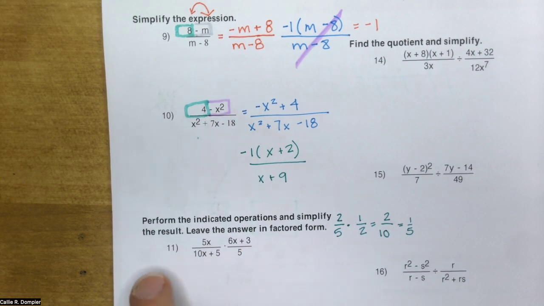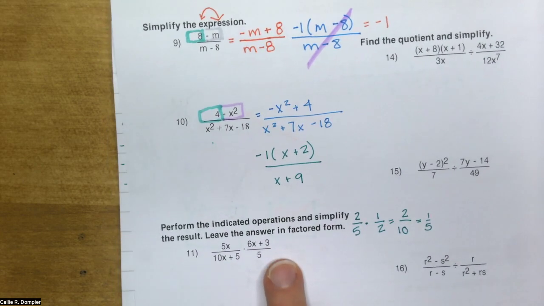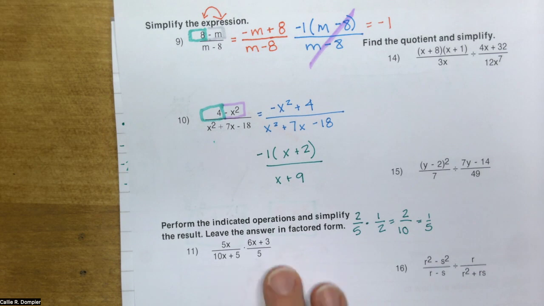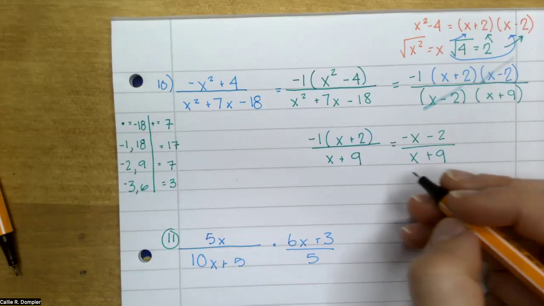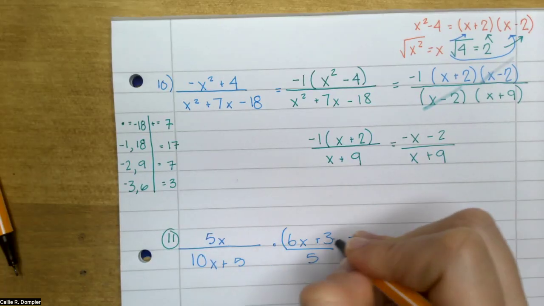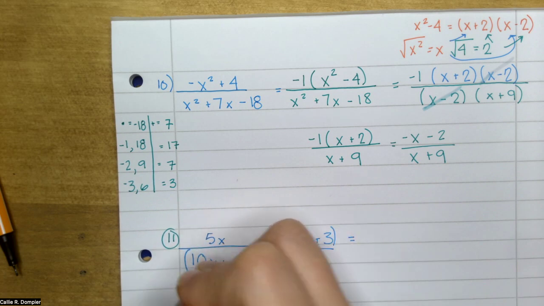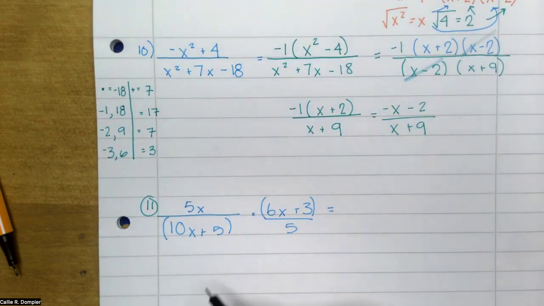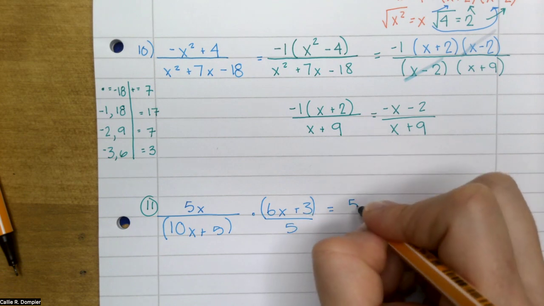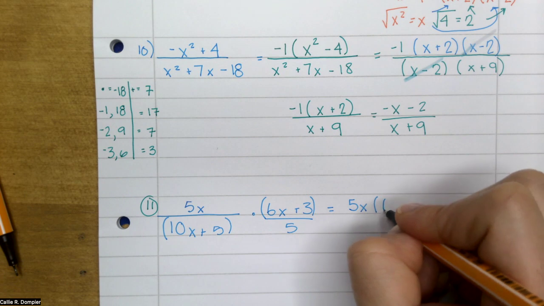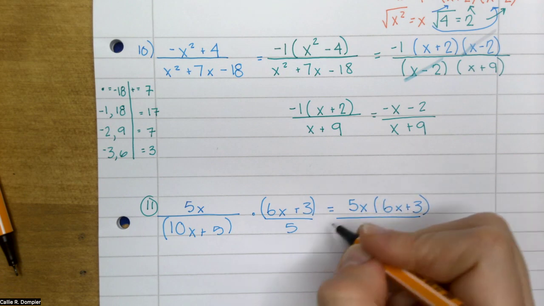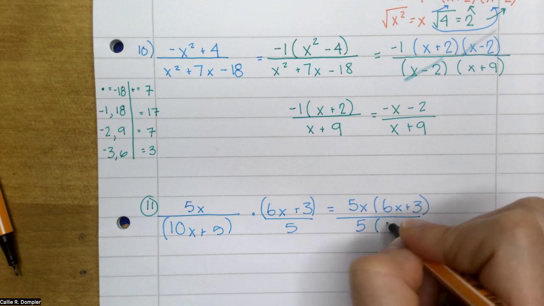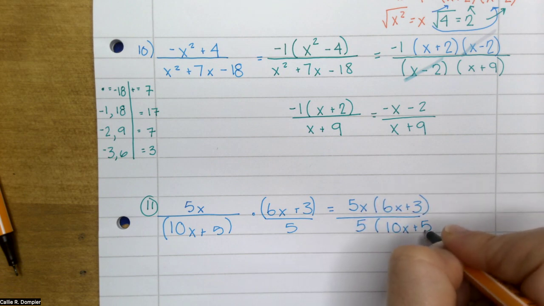Here we want to multiply straight across and then simplify the result and factor the answer. So I'm going to copy this down and multiply straight across. When you're multiplying, I use parentheses because we're multiplying the 5x times the 6x plus 3. So that becomes 5x times the binomial 6x plus 3. Down here, I'm going to put the 5 in front just because it's the monomial: 5 times 10x plus 5.